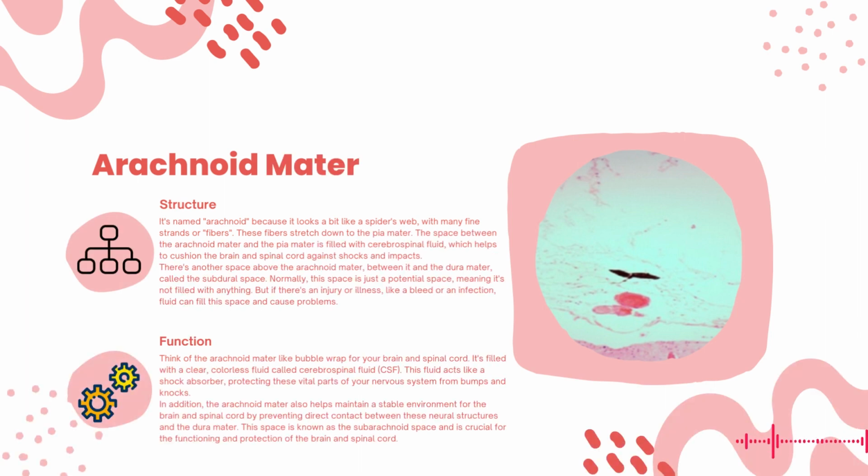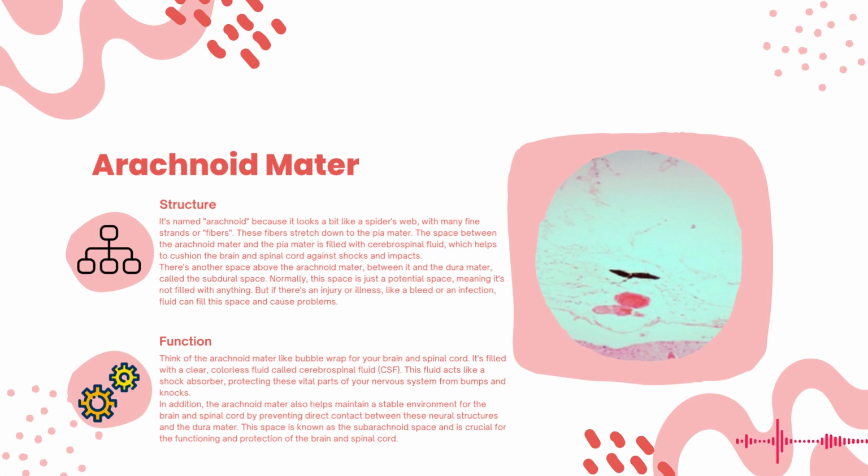Now, our next stop is the arachnoid mater. The arachnoid mater is named so because of its resemblance to a spiderweb, consisting of many fine strands or fibers that stretch down to the pia mater. The space between the arachnoid mater and the pia mater, known as the subarachnoid space, is filled with cerebrospinal fluid, CSF. This fluid serves as a shock absorber.